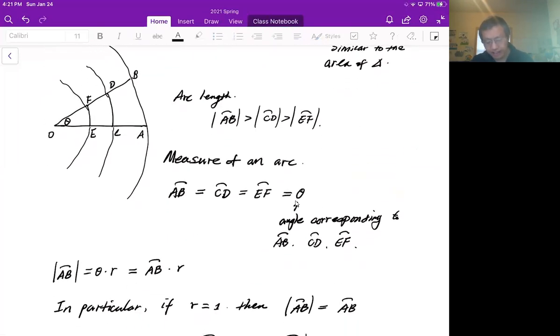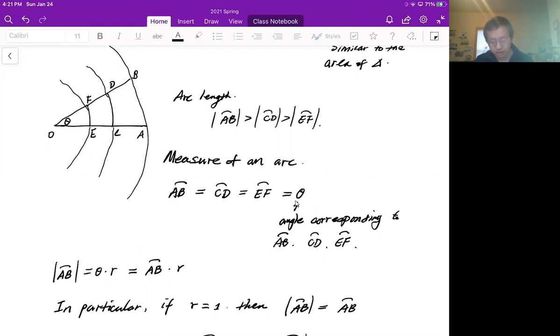If we talk about arc length, then the three arcs, AB, CD, and EF, are different. AB is bigger and EF is smaller. But if we're talking about the measure of the arc, the measure of the arc is actually a degree. It just means, if you want to go from A to B, what's the angle change from A to B? And it's actually the same as the angle change from C to D and from E to F, just because they're similar, right? The three circles are all similar here.